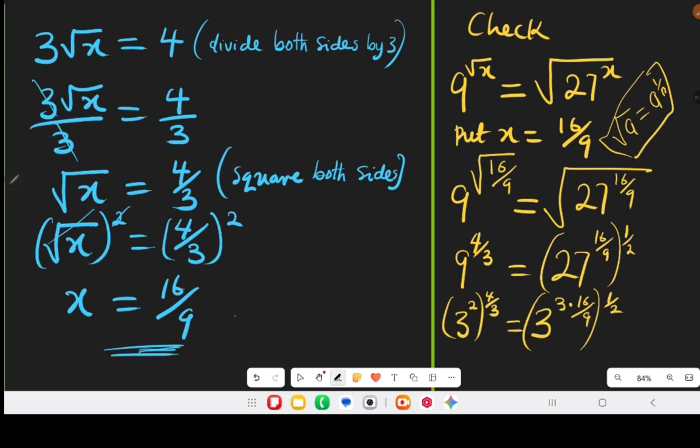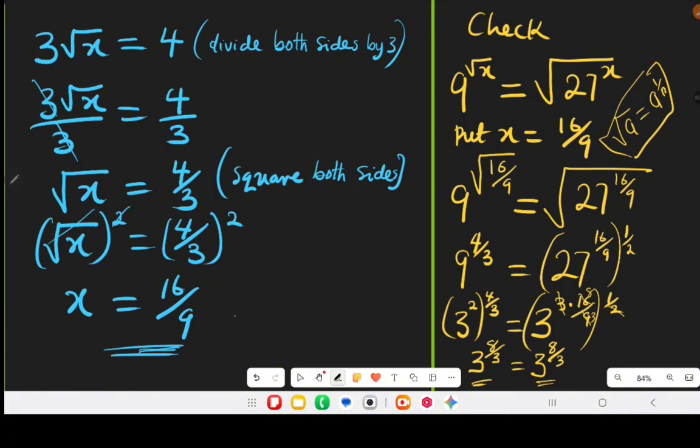If we multiply power and power, the right hand side we change to 3. 2 times 4 gives us 8 all over 3 equal to, 3 can cancel 9, remainder 3. 2 can cancel 16, remainder 8. So what is left here is 3 raised to the power of 8 over 3. The right hand side is equal to the left hand side. So our answer is correct.